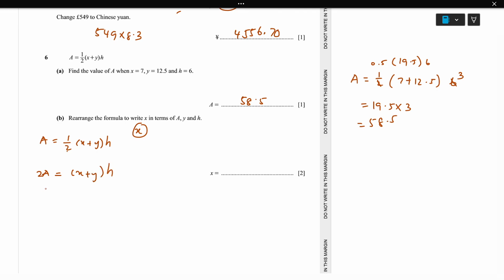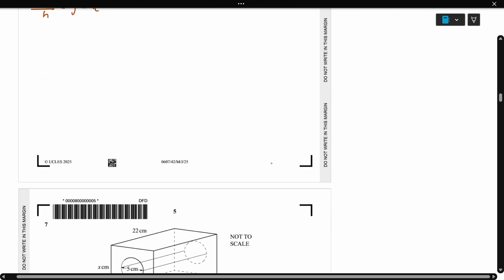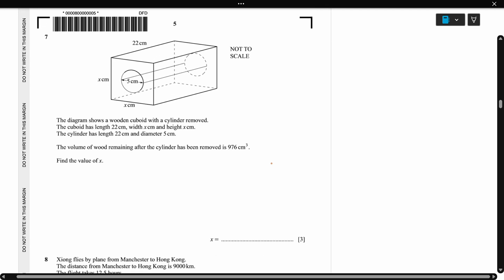I'll bring the h to the other side, so it becomes divide. So 2A over h equals x plus y. Now I'll bring this y to the other side. So 2A over h minus y equals x. This is the answer because we made x the subject. So x equals 2A over h minus y. That's the answer here. Next question 7.